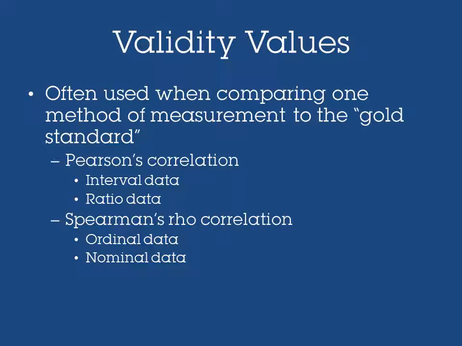And you'll see these in a couple different forms. You'll either see Pearson correlations or Spearman's rho, and it really depends on the type of data that the research is using. If it's using interval data or ratio data, you're going to see it presented as a Pearson's correlation. If it's using ordinal data or nominal data, you're going to see it presented as Spearman's rho.